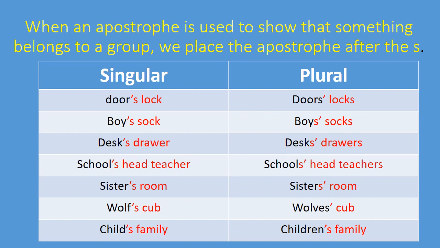If we are then using our apostrophes to show possession, for the school's head teacher, if we were talking about our school and our head teacher, then we just need to put the apostrophe before the S. But if we're talking about all the schools in Harrow and the schools' head teachers, then we need to make sure that the apostrophe goes after the S there.